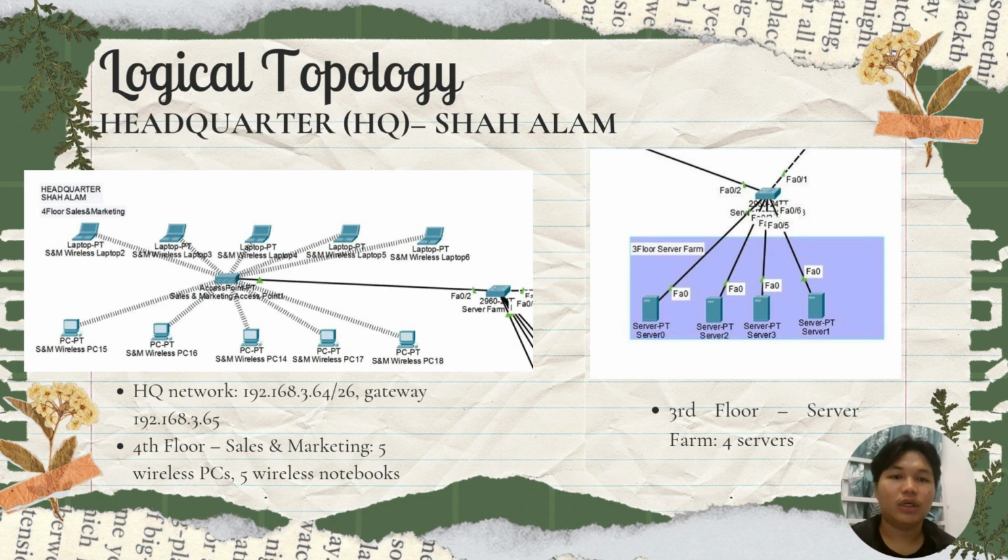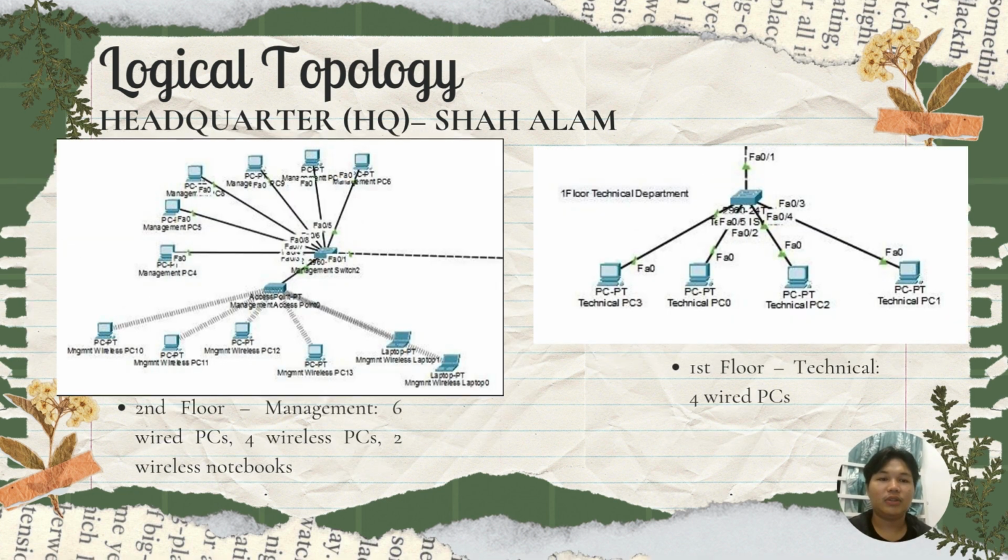Looking closer at our Shah Alam headquarters, the infrastructure is divided into four floors to support 30 hosts. Fourth floor, sales and marketing, is a fully wireless setup using an access point for 5 wireless PCs and 5 laptops. Third floor, server farm, houses the primary enterprise services, connected via high-speed wired switches for maximum reliability. Second floor, management, is a hybrid setup consisting of 6 wired PCs alongside 4 wireless PCs and 2 laptops. First floor, technician, is designed with 4 wired PCs connected directly to the switch for high reliability.